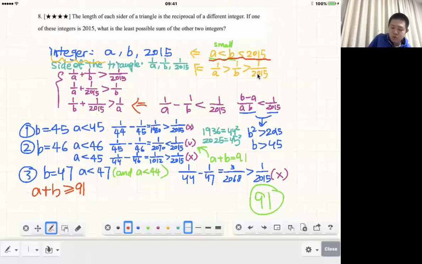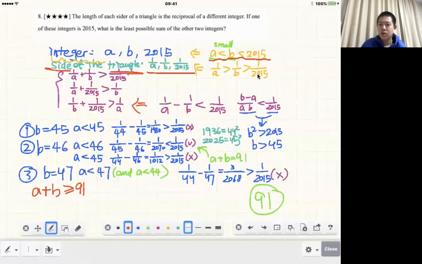After this, you would just need to find the sides of the triangle. So there are 1 over A, 1 over B, and 1 over 2015. If you know that A is smaller than B, smaller than 2015, it's common sense that 1 over A is greater than 1 over B, greater than 1 over 2015.